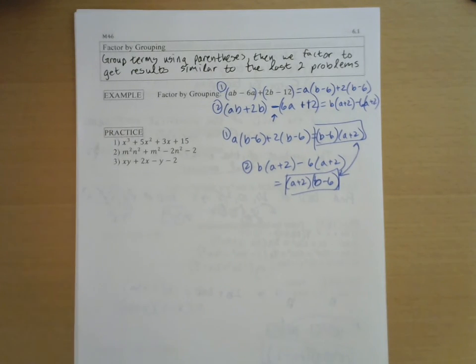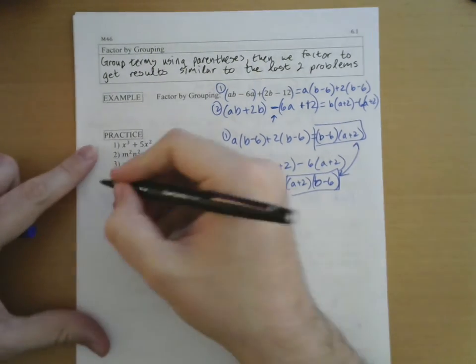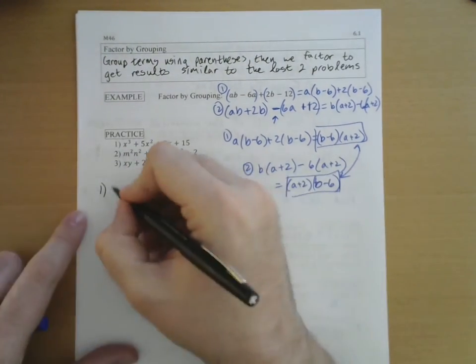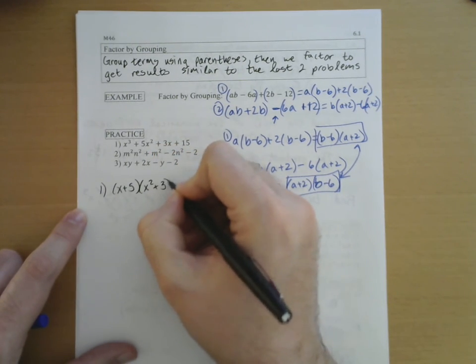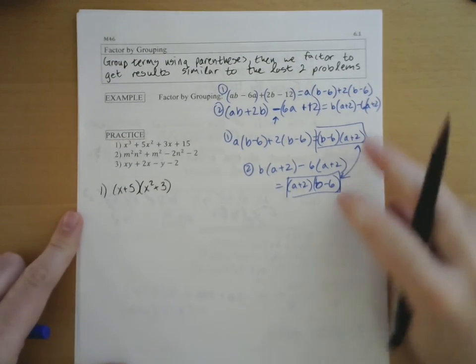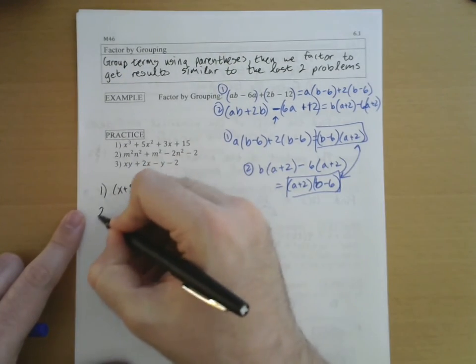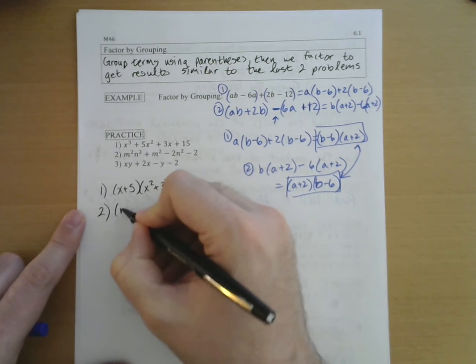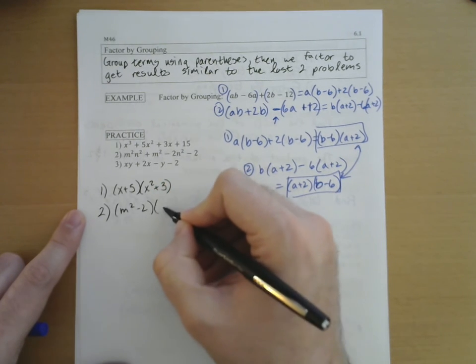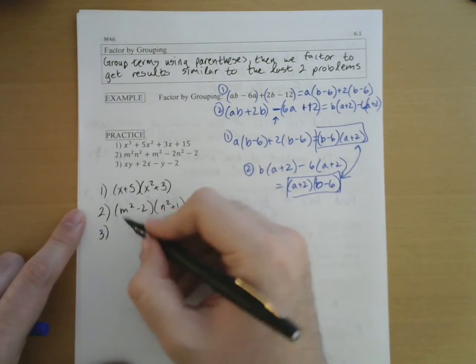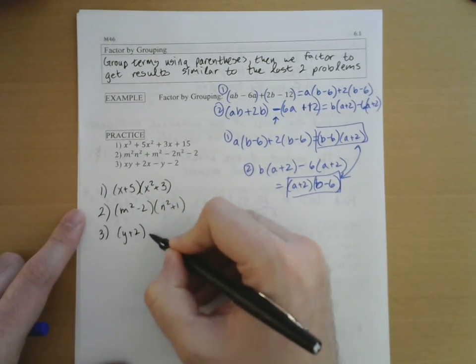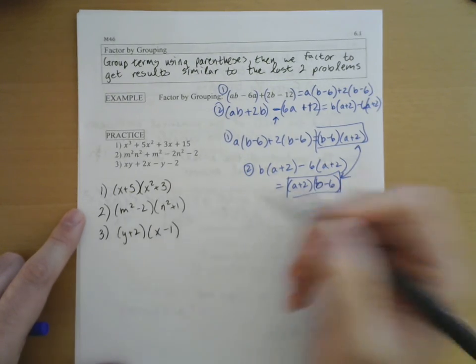So again, I've got some practice problems here for you to try. And again, I'll give you the final answer so you can check your work. The final answer to number 1, you should have x plus 5 times x squared plus 3. Now you could have x squared plus 3 times x plus 5, just like here, they can go in any order, it doesn't matter. Number 2, you should end up with m squared minus 2 and n squared plus 1. And number 3, you should end up with y plus 2 and then x minus 1.